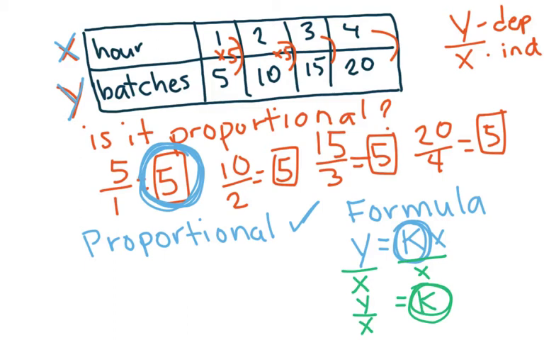So here's my formula though. My formula is y equals my constant, which is 5, x. Simple as that. Okay, that's it. You just substitute in the constant and you keep everything else the same.